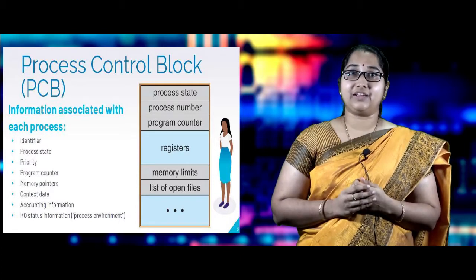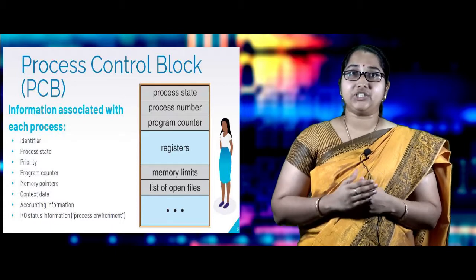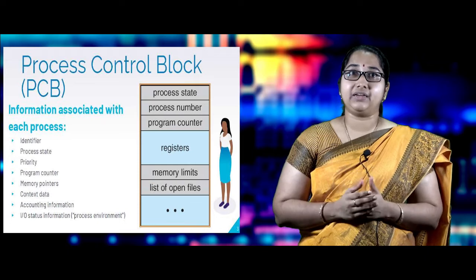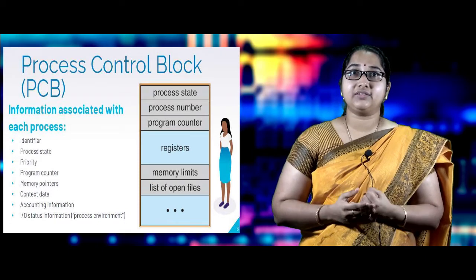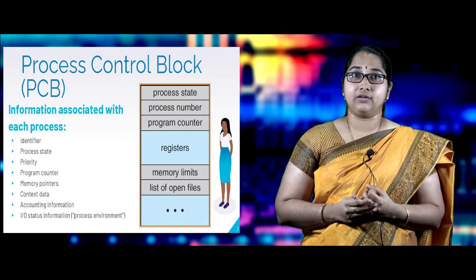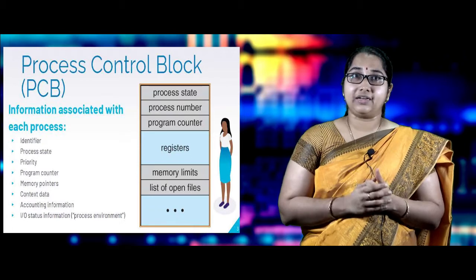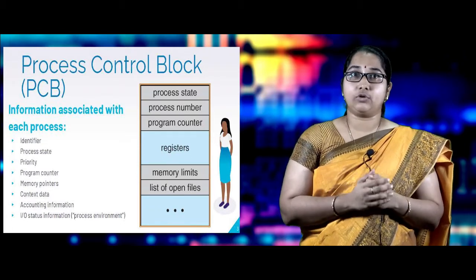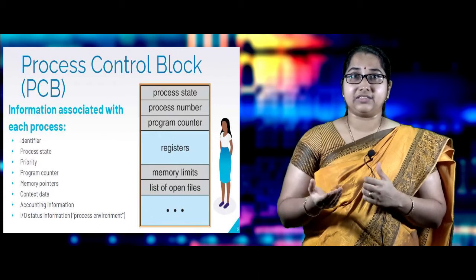Some other components include memory pointers. Memory pointers are pointers to the page table or segmentation table based on the structure of the memory. It also contains pointers to various registers of the process. The next component is the context data. That is, whenever a process is preempted, all the data of the process has to be stored somewhere. All this data is stored in the context data, and then it can be used for later restarting of the process.